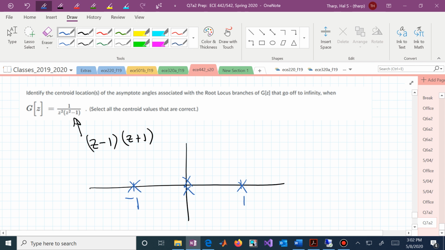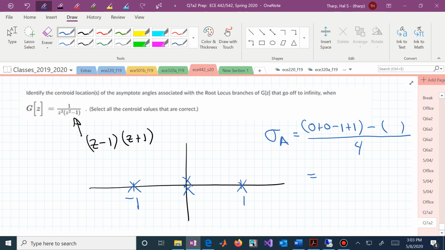And what are we wanting to know? Identify the centroid location. So now we want to find sigma sub a. And sigma sub a is now the sum of the real parts of our poles. We have 2 at the origin. Those don't introduce anything. We have 1 at minus 1. We have another one at plus 1. We have no finite zeros, and we divide by the pole zero excess. Well, that pole zero excess in this centroid calculation doesn't matter because we have 1 minus 1, or 0. So in this case, our centroid is at the origin.